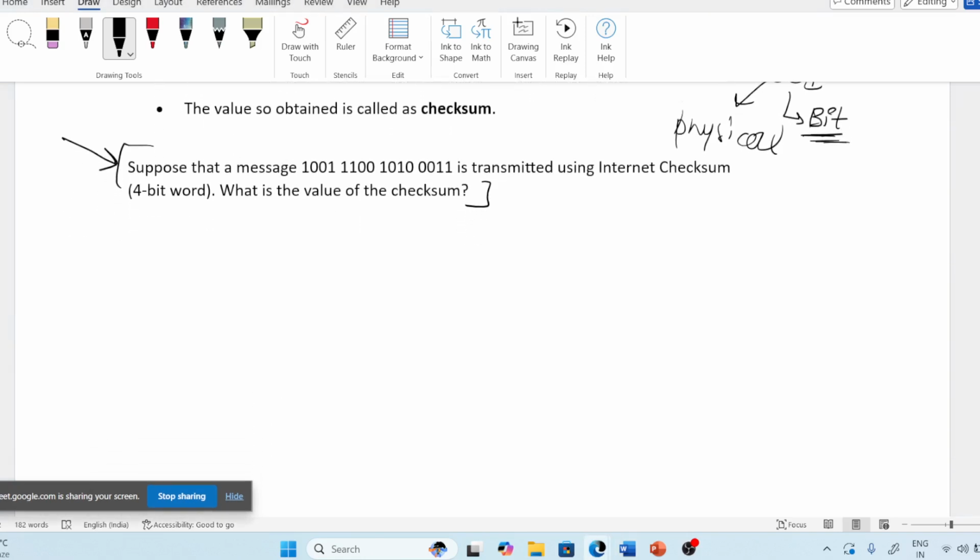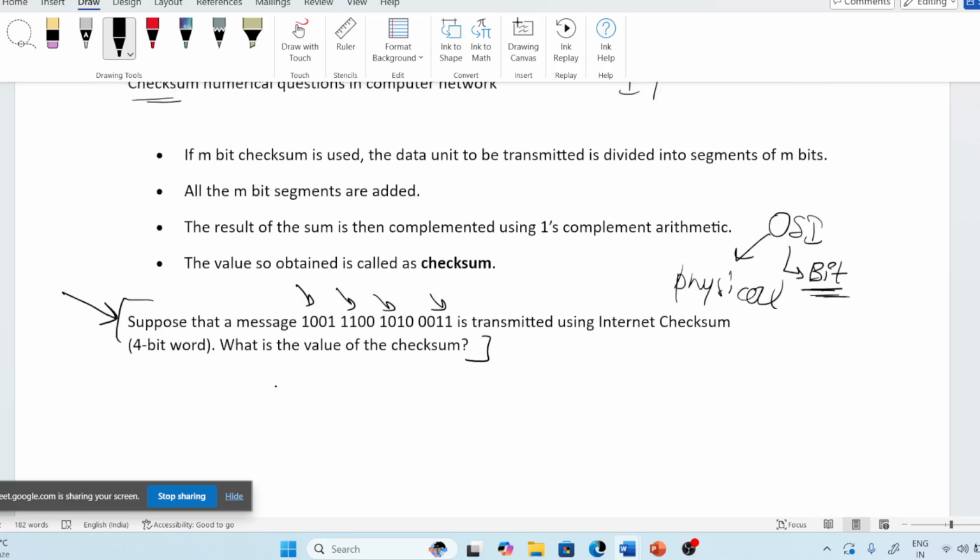Here I have a message, and I will split it into n number of blocks equally. If an m bit checksum is used, the data is divided into segments of m bits. So here I will divide the data, making pairs of 4 bits each. Then the m bit segments are added. Step 3: the result is complemented with one's complement, and step 4 is to obtain the checksum.